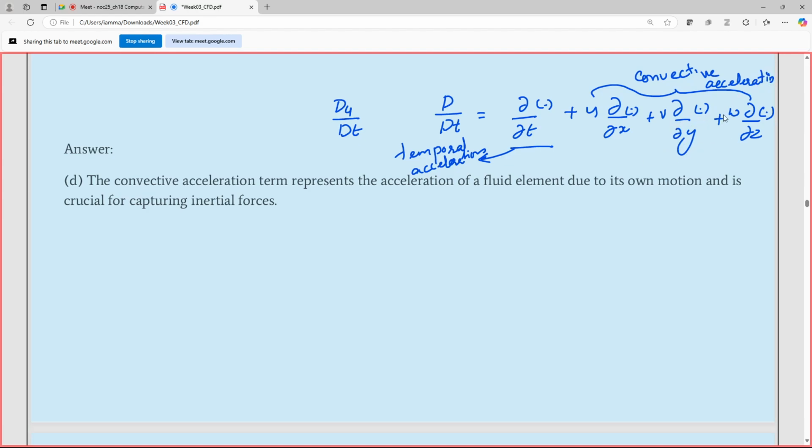So this convective acceleration, these three terms, gives the inertial force acting on a fluid. This occurs due to the change of position of that fluid element within the flow field.